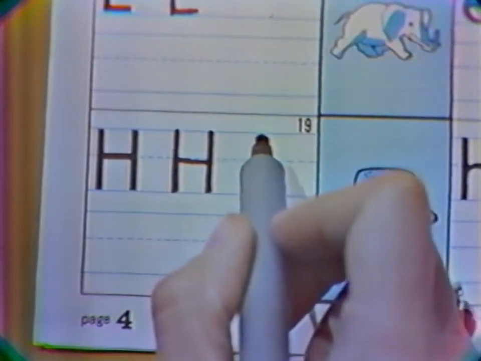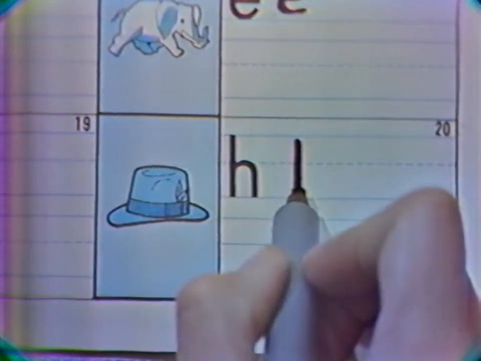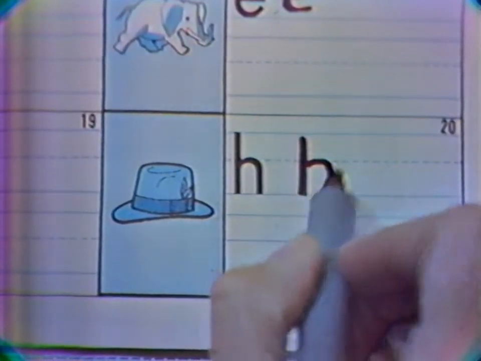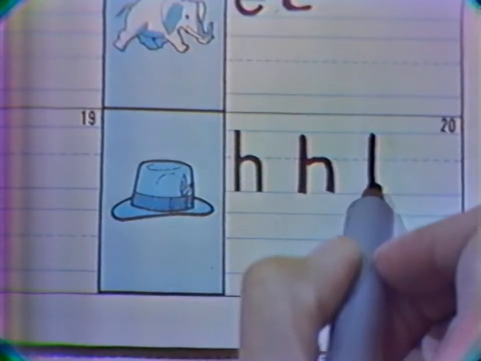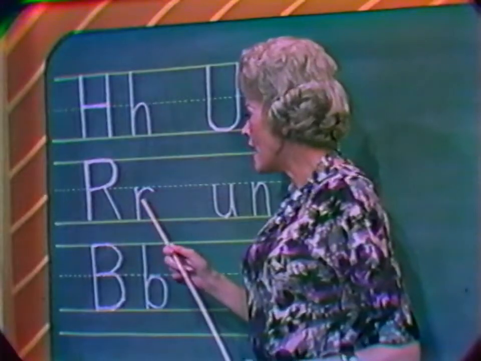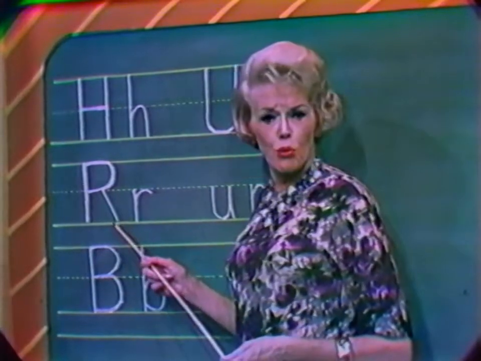All right? Now small h starts with the same straight line, but then because it's small, halfway between the lines, a little curve, just like the M, and straight down to the bottom line. Small h.